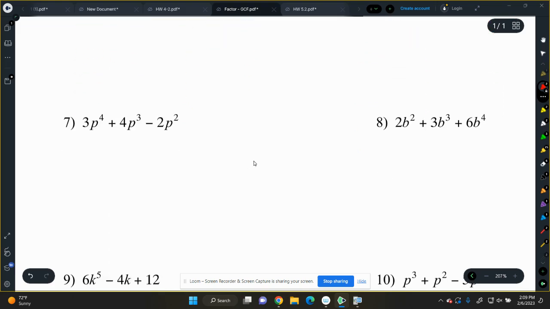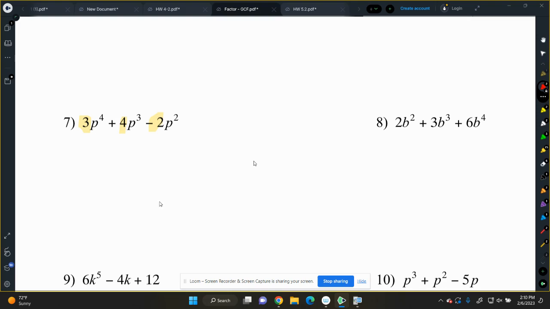All right, Jaden, number 7. This is a tricky one because there's nothing that goes into 3, 4, and 2. So if I can't take anything out of the 3, 4, and 2, what can I take something out of? Jackson?